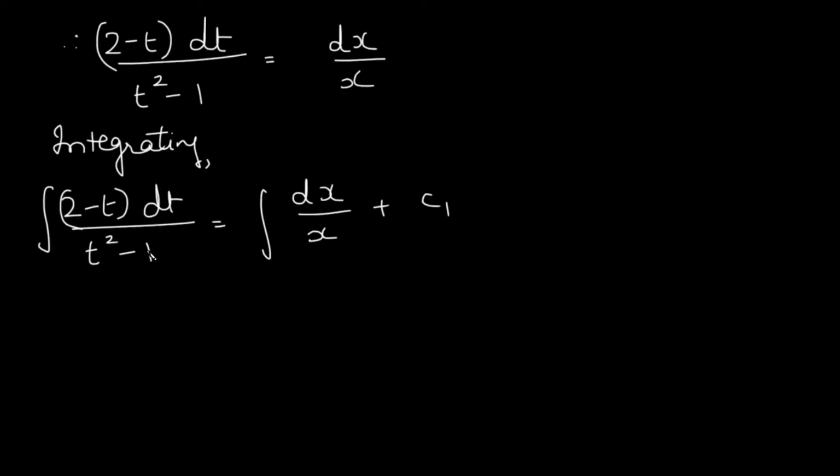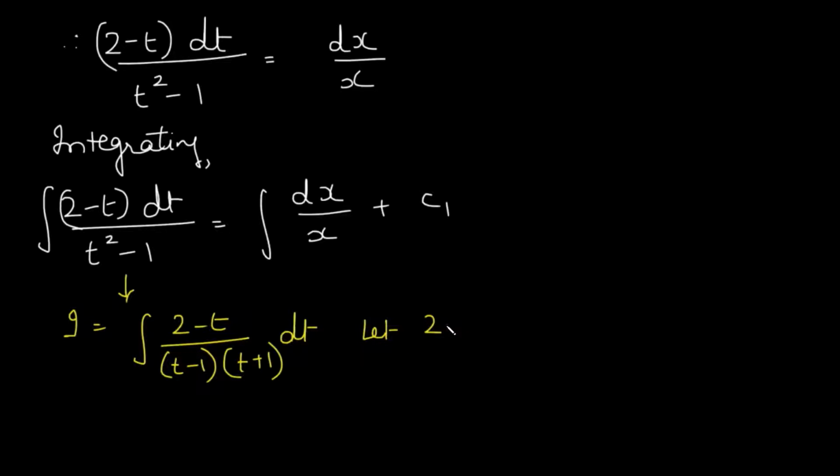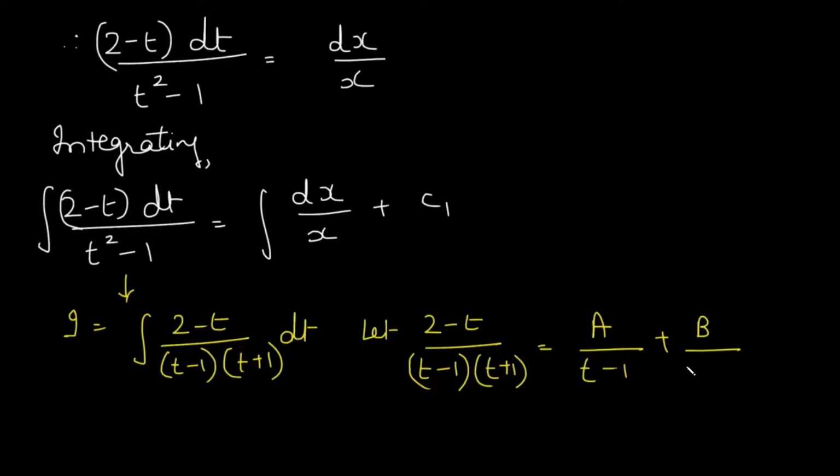Now the LHS has to be solved by the method of partial fractions. So we write this integral, okay, I am showing it separately. We write this integral as I is equal to integral (2 minus t) upon (t square minus 1), which is written as (t minus 1) into (t plus 1) dt. And we solve it by the method of partial fractions by writing, let (2 minus t) upon (t minus 1) into (t plus 1) be written as a upon (t minus 1) plus b upon (t plus 1). Okay, I hope you do remember this method.